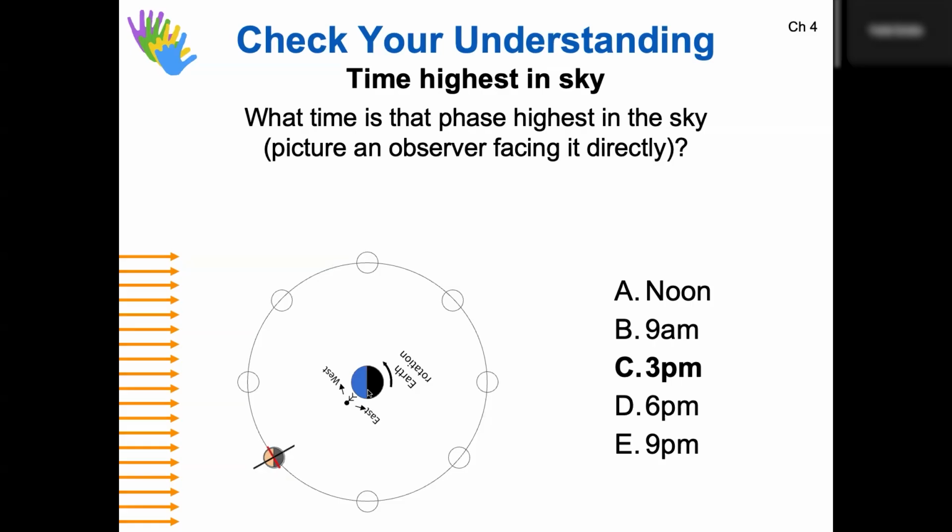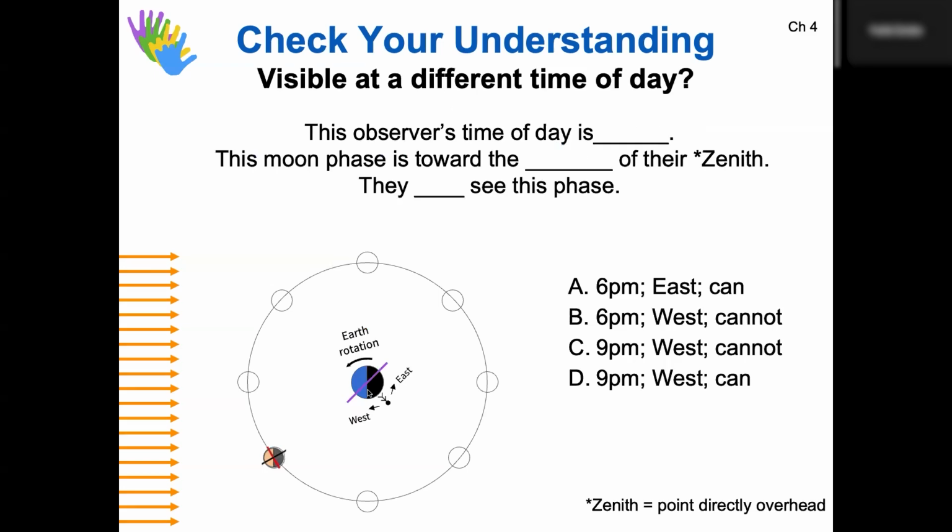So, waxing crescent is the one that you're seeing at sunset, is another way to keep that in mind. Remember the order that things are going in. So we're going to have one final test here. The observer's time of day is blank. This moon phase is toward blank of their zenith. Zenith means directly overhead. They either can or cannot see this phase.